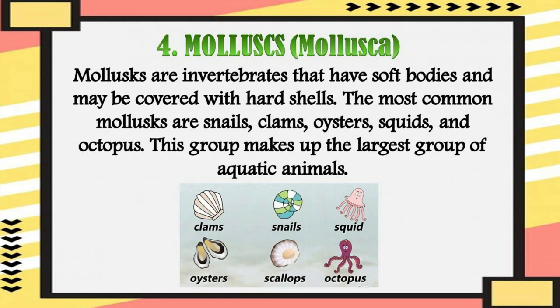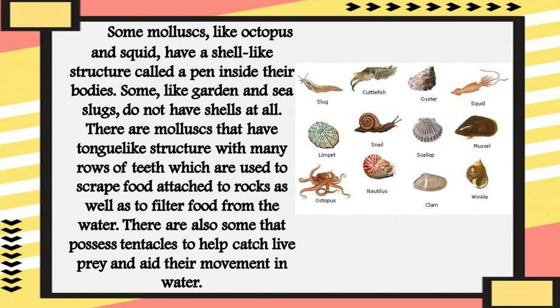Mollusks or mollusca. Mollusks are invertebrates that have soft bodies and may be covered with hard shells. The most common mollusks are snails, clams, oysters, squids, and octopus. This group makes up the largest group of aquatic animals. Some mollusks, like octopus and squid, have a shell-like structure called a pen inside their bodies. Some, like garden and sea slugs, do not have shells at all.